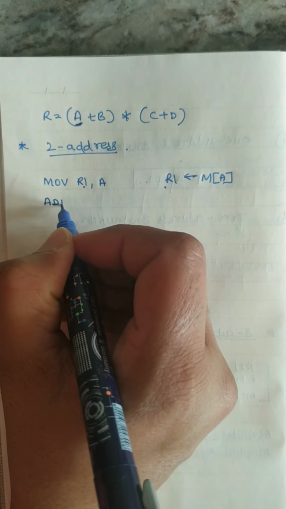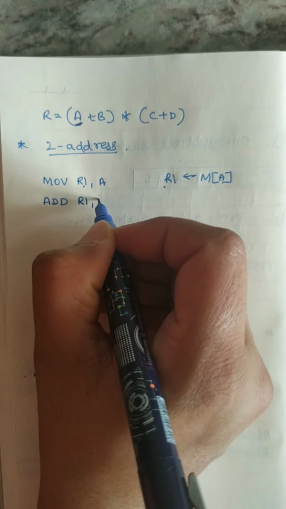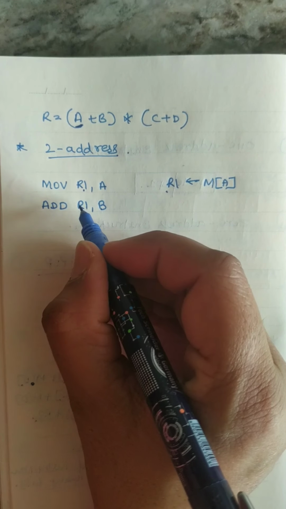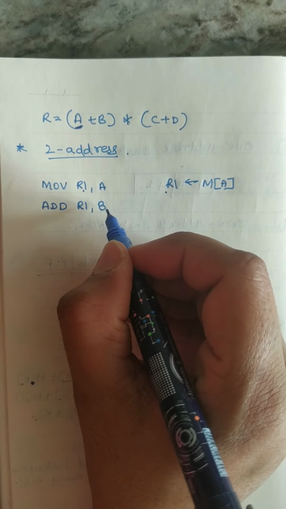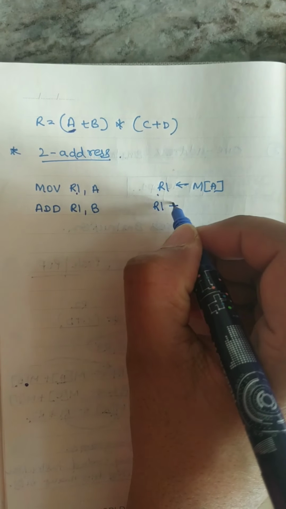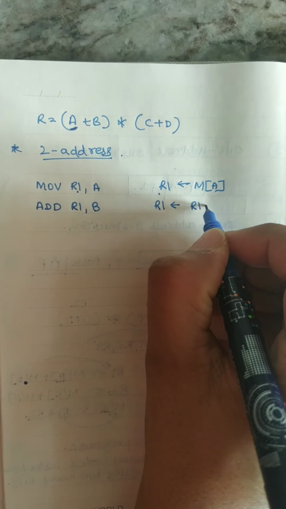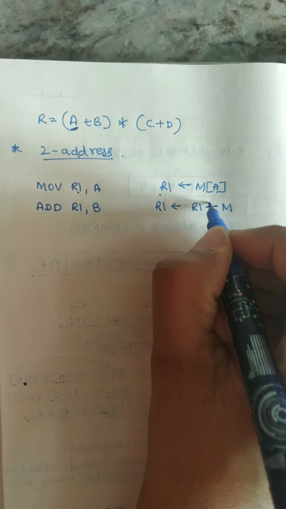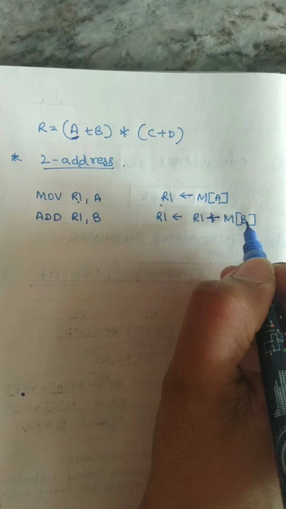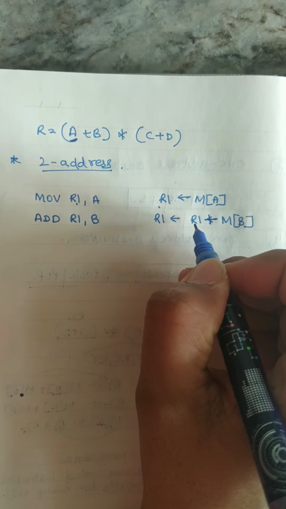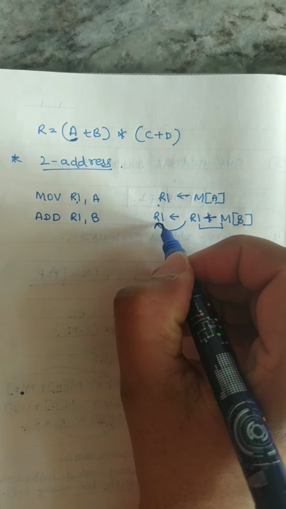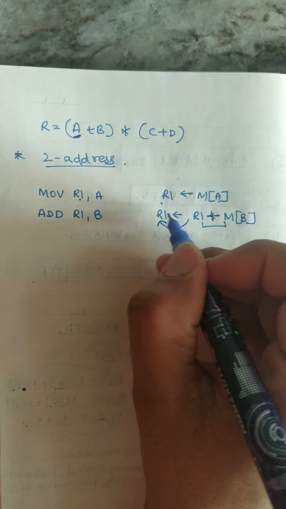Now the next instruction will be add R1 comma B. As we have one operand in R1, we can add it directly to the other operand B, and this instruction will be executed as R1 goes to R1 plus M of B. The contents of memory location B will be added to the register R1, and the result is also transferred to the register R1. We used the register R1 here.